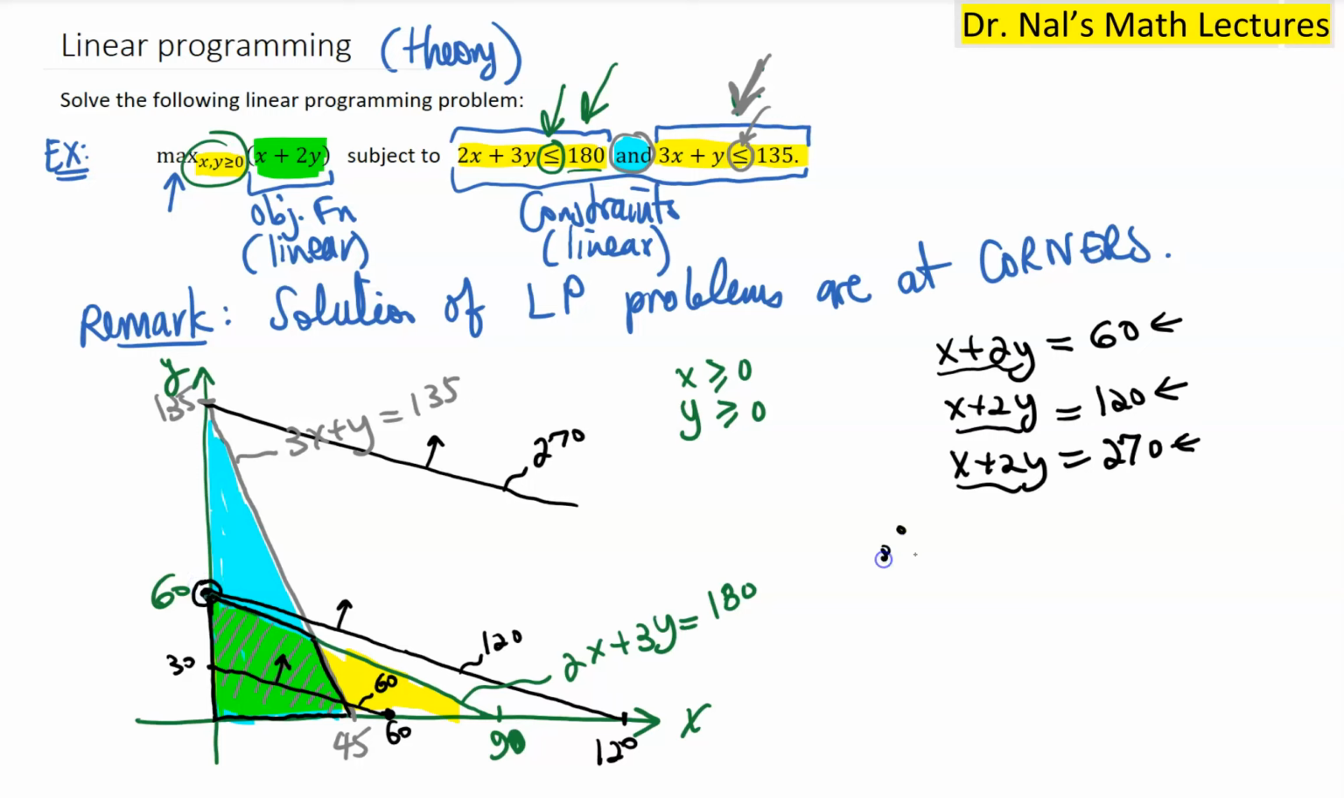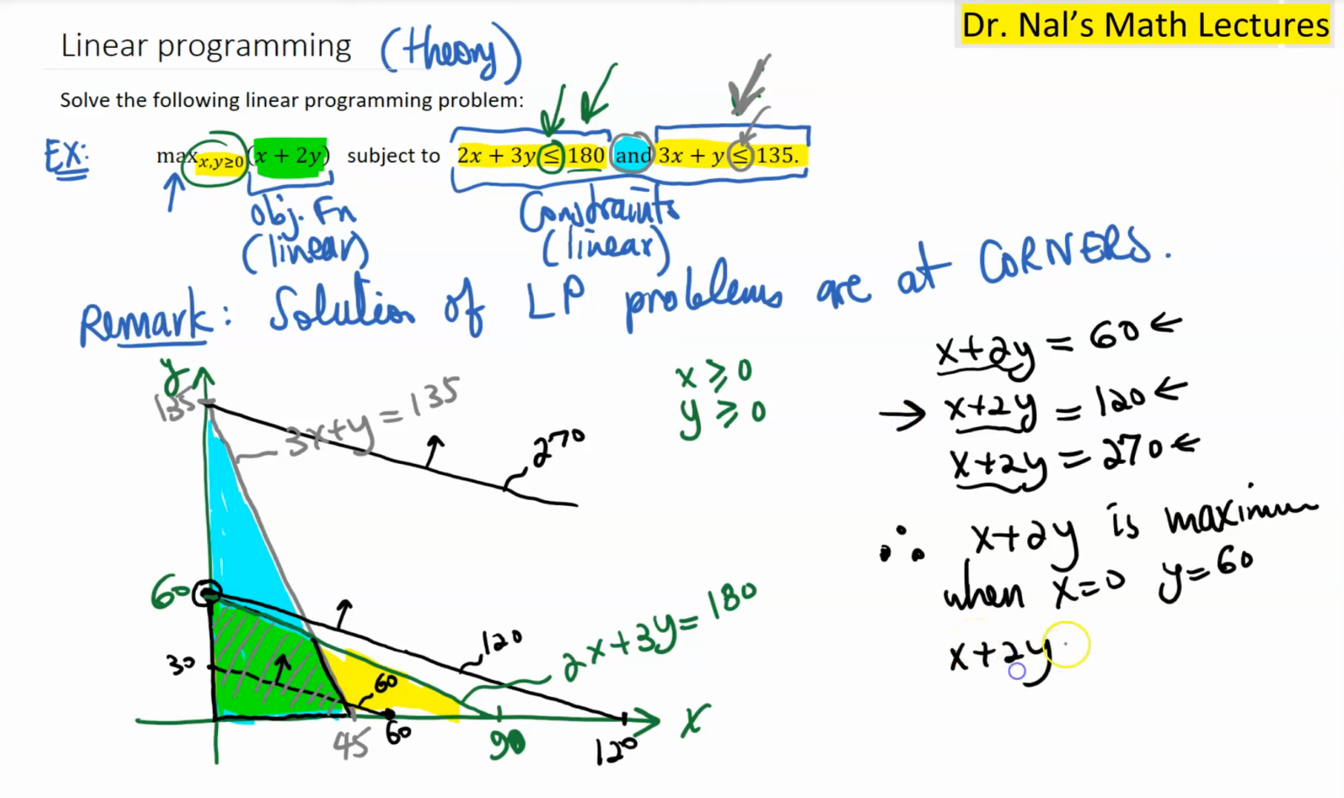So therefore the answer is that x plus 2y is maximized when x equals 0 and y is equal to 60. And indeed, the value of our function will end up being the second one, right? x plus 2y is equal to 0 plus 2 times 60, and that's 120. Now, you can try different points inside that green area region, and you will see all of them will have a value which is lower than 120.